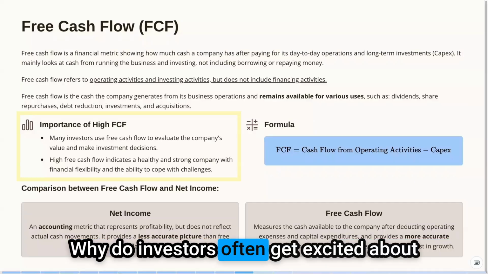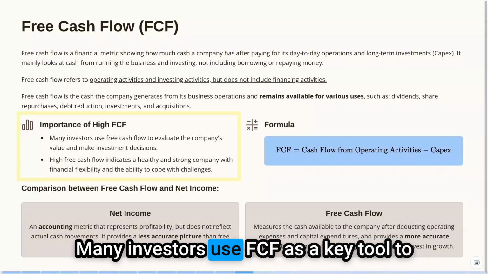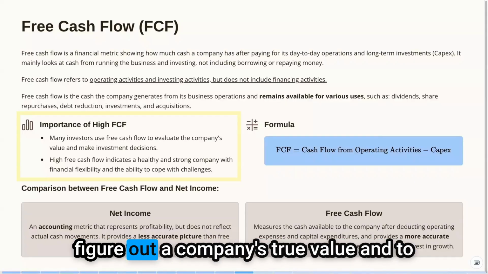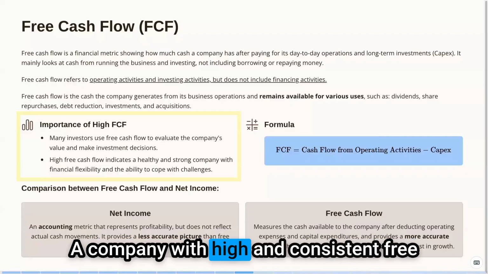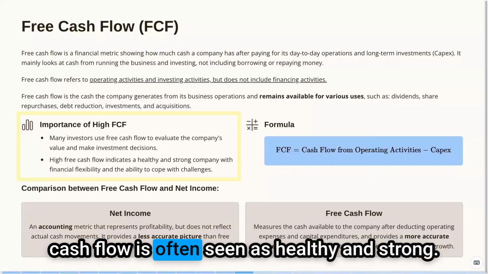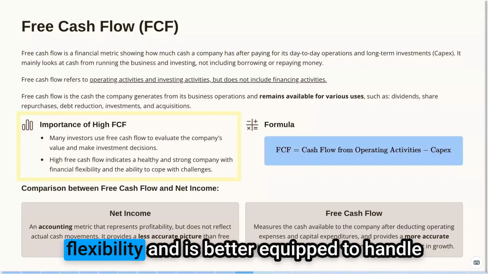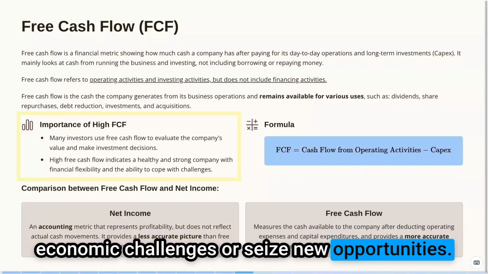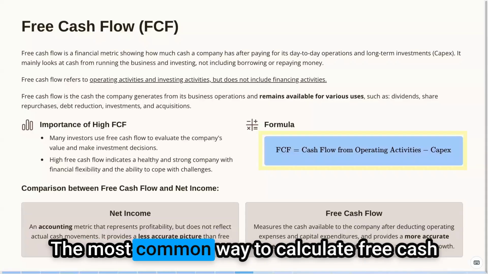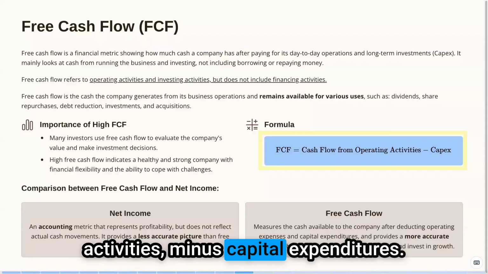Why do investors often get excited about companies with high free cash flow? Many investors use FCF as a key tool to figure out a company's true value and to help them make investment decisions. A company with high and consistent free cash flow is often seen as healthy and strong. It signals that the company has financial flexibility and is better equipped to handle economic challenges or seize new opportunities. The most common way to calculate free cash flow is FCF equals cash flow from operating activities minus capital expenditures.